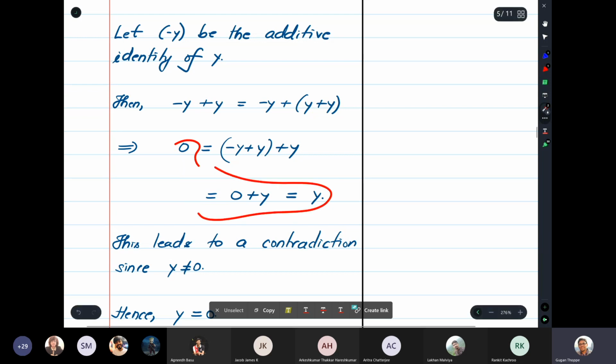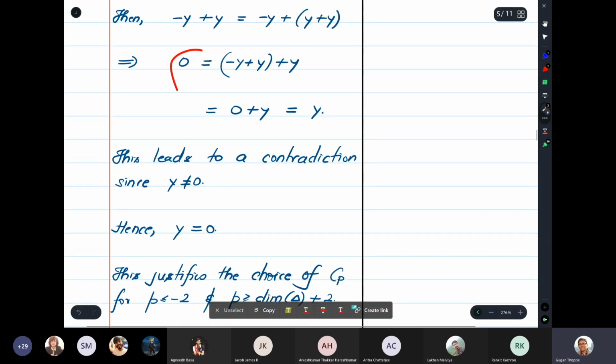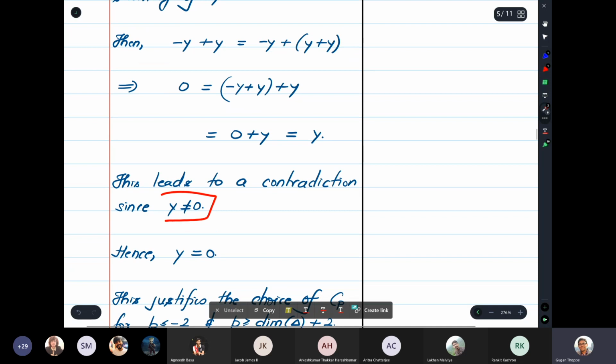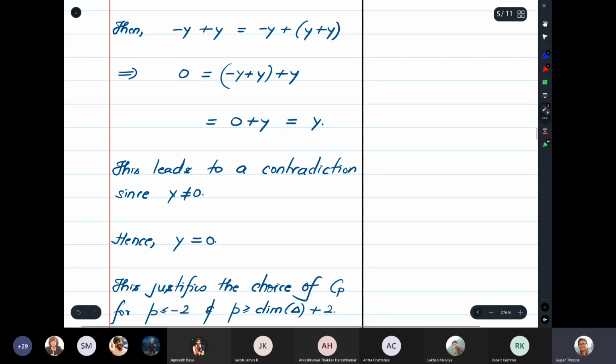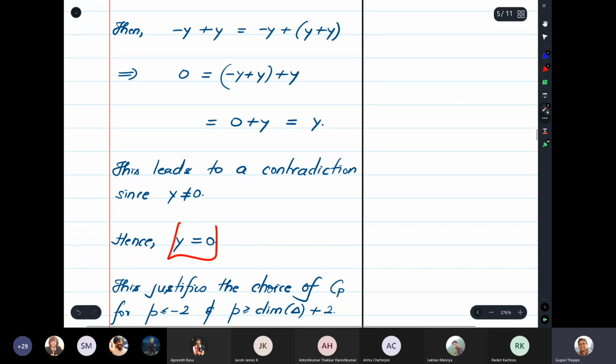So this leads to a contradiction, because we had presumed explicitly that Y must not equal 0. So from this, it follows that indeed it must be the case that Y must be 0. In other words, whenever you have a linear map which goes from V to V prime, T of 0 must equal 0. Okay, this must always be the case, right?